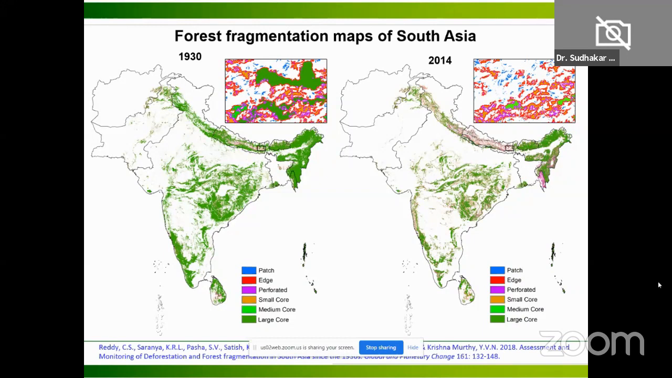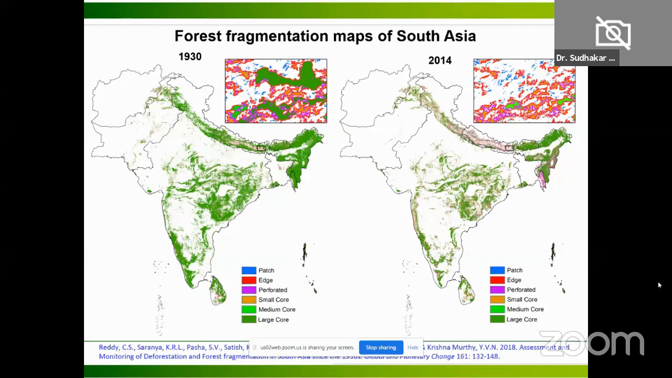For example, if you see in 1930, this is one part nearby Sikkim. In 1930, the majority of the forest is a large core forest. Large core forest means it is away from the anthropogenic disturbances. While by 2014, for the same area, if you see, there is a complete loss of the large core forest. It means it clearly affects the movement of the populations and also the long-term management of the biodiversity.